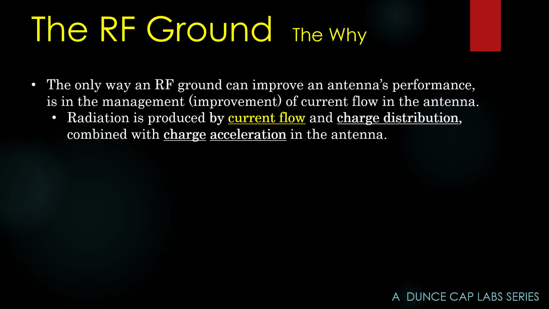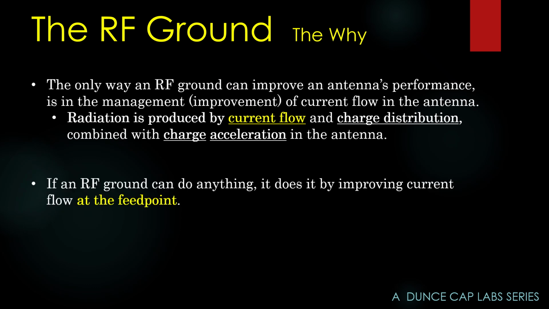Now, how would an RF ground help? If an RF ground can do anything, it's going to do it by improving current flow at the feed point, because we can't directly work on current throughout the antenna, but we have a lot of control over the feed point. And if you've been around ham radio for very long, you've already heard about common mode current and reflected waves and all that kind of stuff. So this should give you a clue that an RF ground certainly does or can play a good role here.